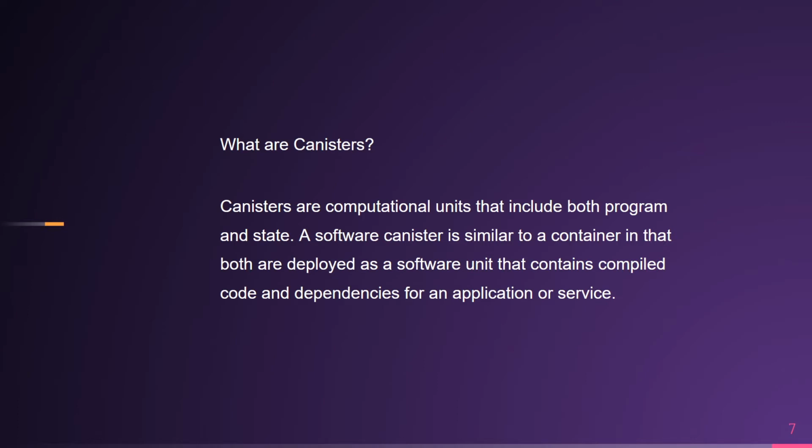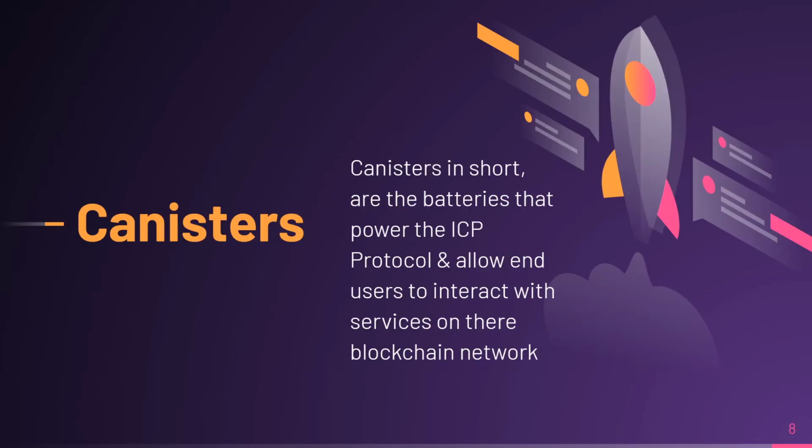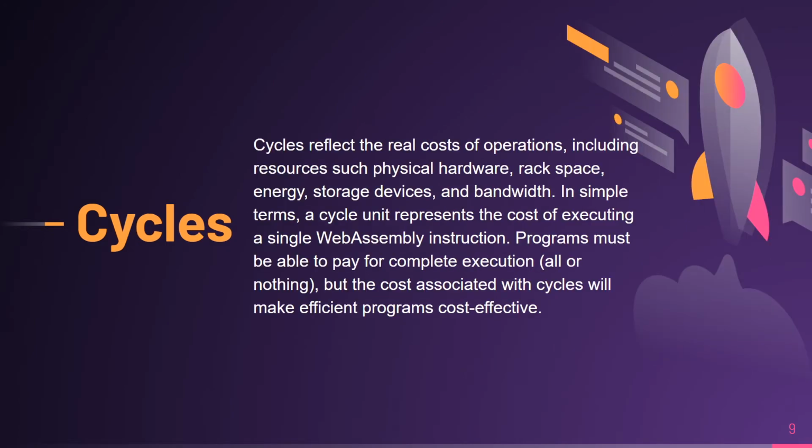A software canister is similar to a container, in that both are deployed as a software unit that contains compiled code and dependencies for an application or service. But to break it down a little further and make it easier to understand, canisters in short are the batteries that power the ICP protocol and allow end users to interact with the service on their blockchain network. And then next we have cycles.